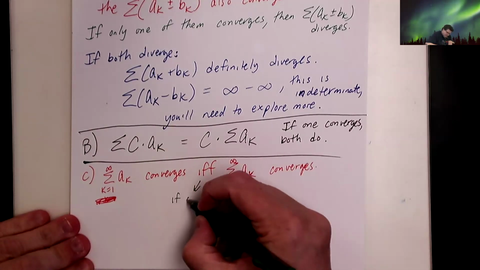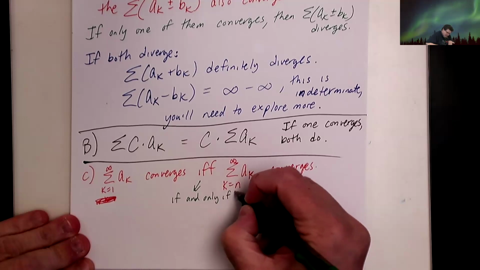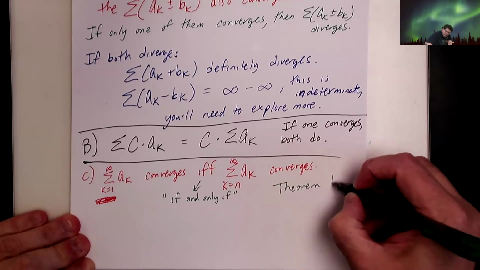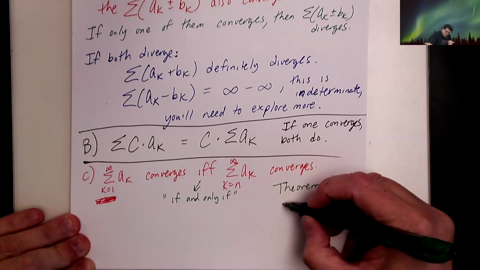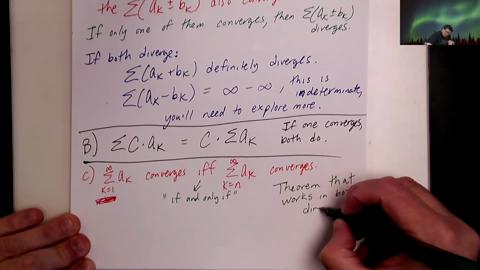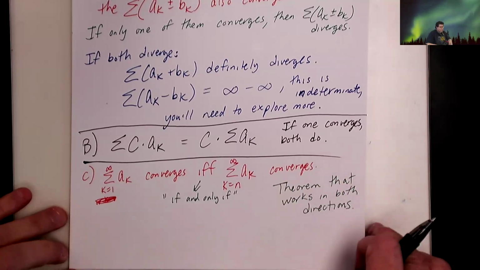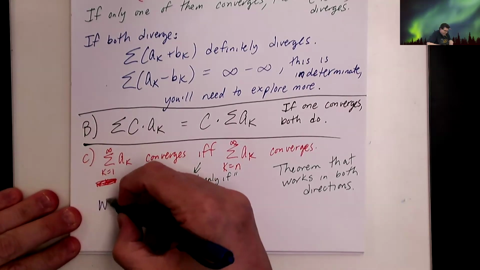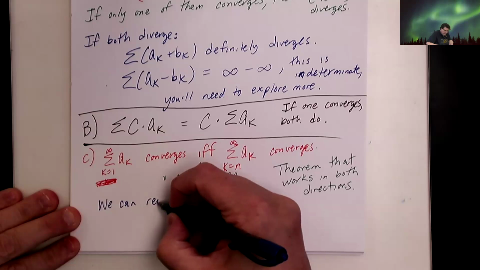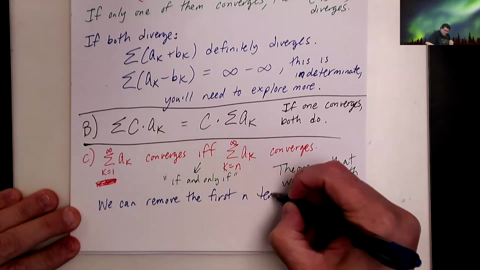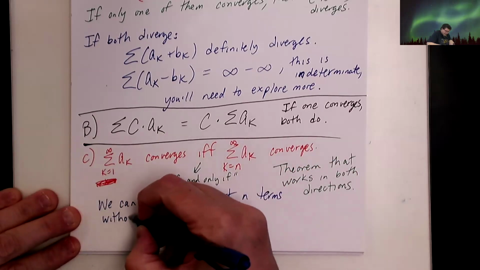Remember, this is if and only if, and that's code for a theorem that works both ways, in both directions. In other words, we can remove the first n terms without affecting convergence.